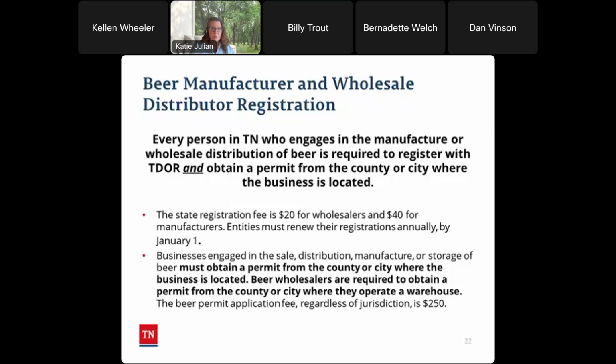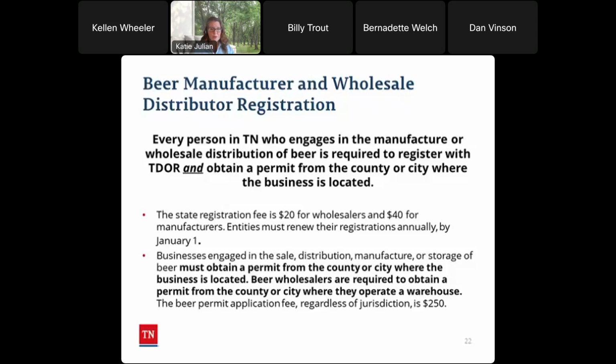Beer wholesalers are required to obtain a permit from the county or city where they operate a warehouse. And that permit application fee, regardless of jurisdiction, is $250. The department only issues beer manufacturer and wholesaler registrations on an annual basis. We don't issue these registrations on a short-term or partial year basis, even if a beer manufacturer or wholesaler plans on doing business in Tennessee for less than a year.